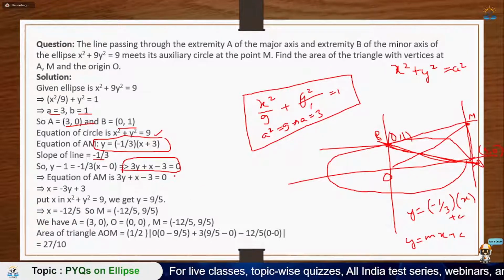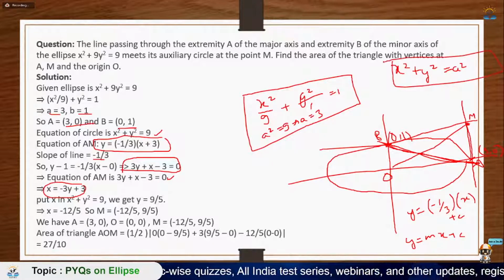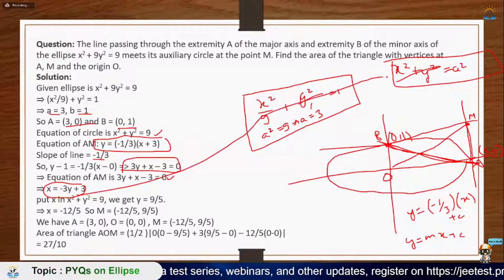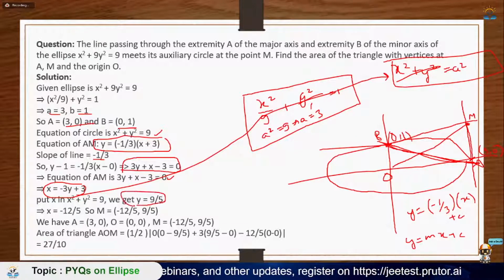So I got the equation of AM, and from this equation of AM, I got the value for my x. Now I know that the equation of auxiliary circle is x square plus y square equal to a square. And since this point lies on the auxiliary circle, put the value of x from here to here, and you will get this equation from where you will get the value of y. From y, you can calculate your x. So you have got the value of M. M is minus 12 by 5 and 9 by 5.